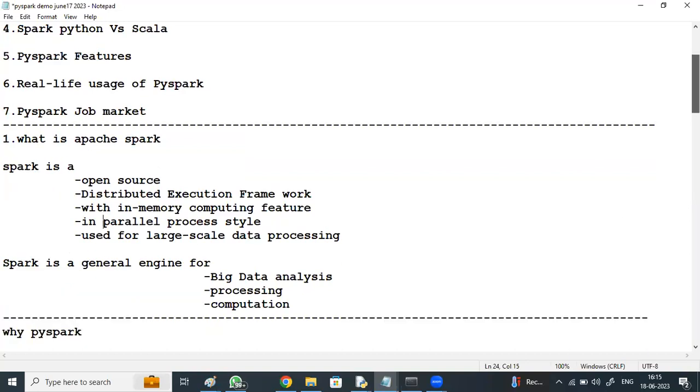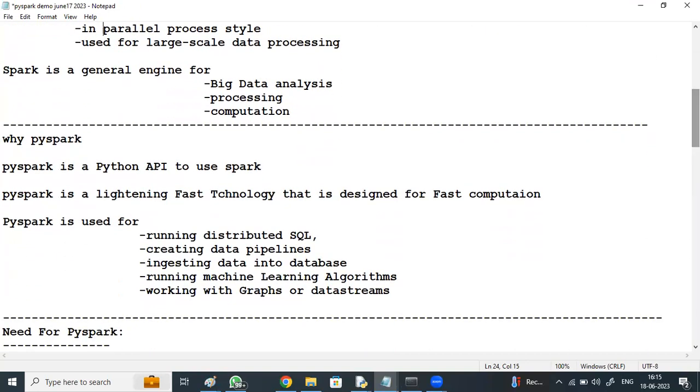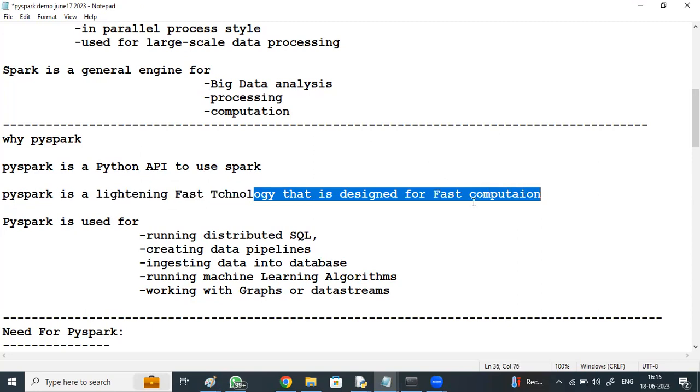And why PySpark? It's a Python API to use Spark. PySpark is a lightning fast technology. PySpark is an open source cluster computing system which is used for big data solutions, and it's a lightning fast technology that is designed for fast computation.